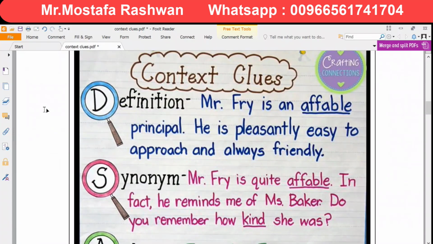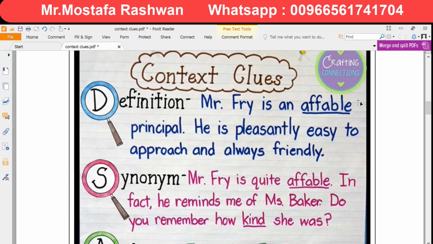Read, Khaled. Definition. Mr. Fry is an affable principal. He is pleasantly easy to approach and always friendly. The word is affable. Okay, affable, this word. He said here, Mr. Fry is an affable principal. So affable here may be a kind person or an arrogant person. He means unkind, maybe generous, maybe rude, polite.